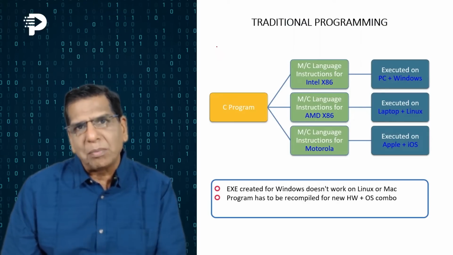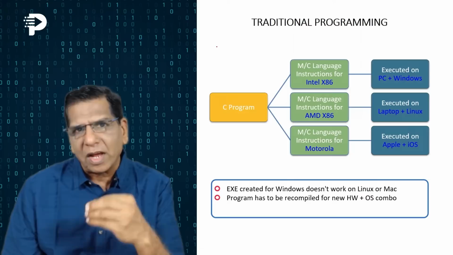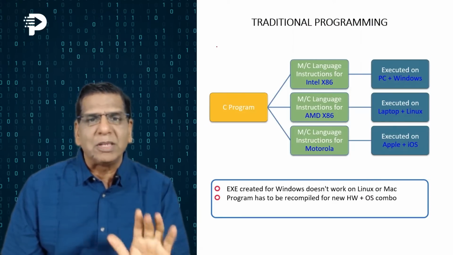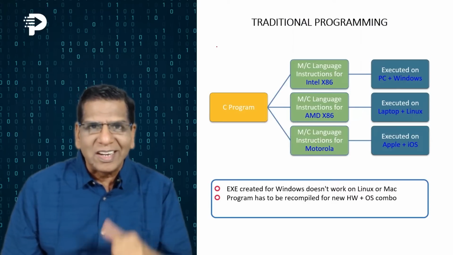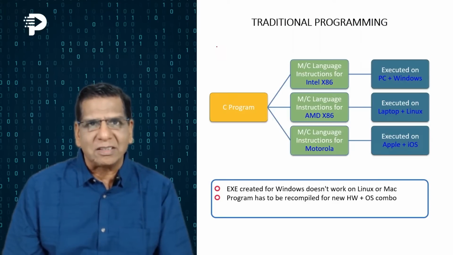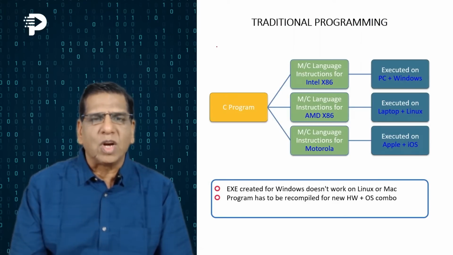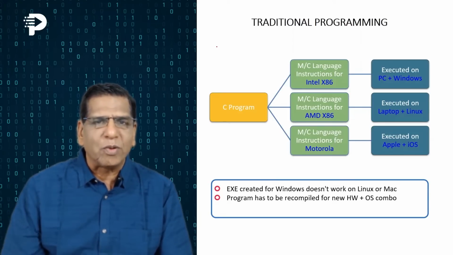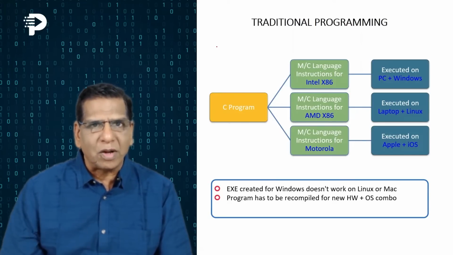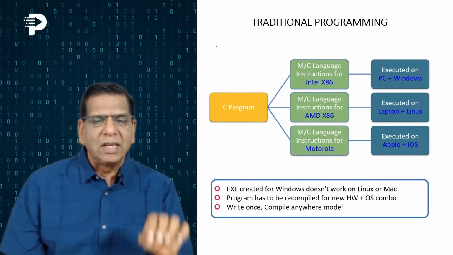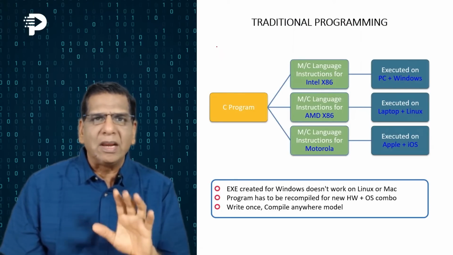The program will have to be recompiled if we decide to target it for another platform. What you have to appreciate here is that the program remains the same. A C program doesn't have to be rewritten again and again just because the targeted platform has changed. Our job of creating a program remains agnostic to which particular platform the program is going to get compiled for. The program remains the same. That is why the traditional programming model, people say, is the write once, compile anywhere model.